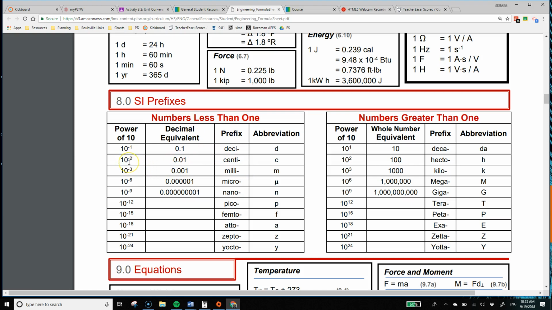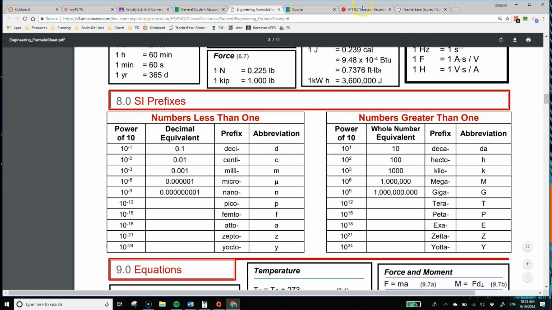So what that means, and I'm going to be using scientific notation this whole time. I used decimal notation or whole number notation in the previous video. I'm going to be using scientific notation on this video. What this means is that 10 to the negative 2 meters is 1 centimeter. So the conversion factor I'm going to be using is 10 to the negative 2 meters equals 1 centimeter.